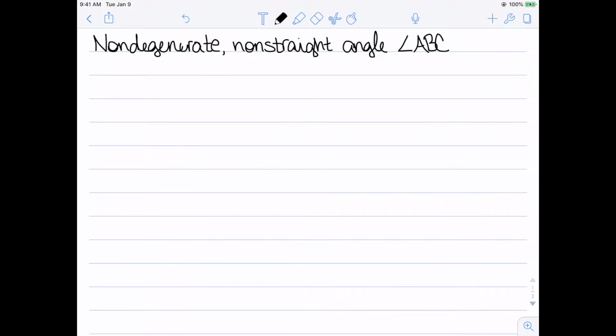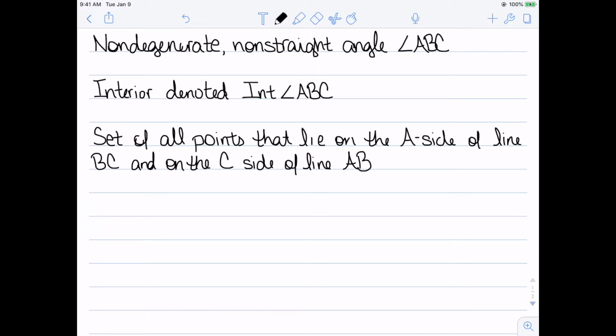The next thing we'll discuss is the idea of the interior of an angle. We start by assuming we have a non-degenerate, non-straight angle, ABC. We denote the interior of the angle by int angle ABC. So what exactly is the interior? The interior is the set of all the points that lie on the A side of line BC and on the C side of line AB.